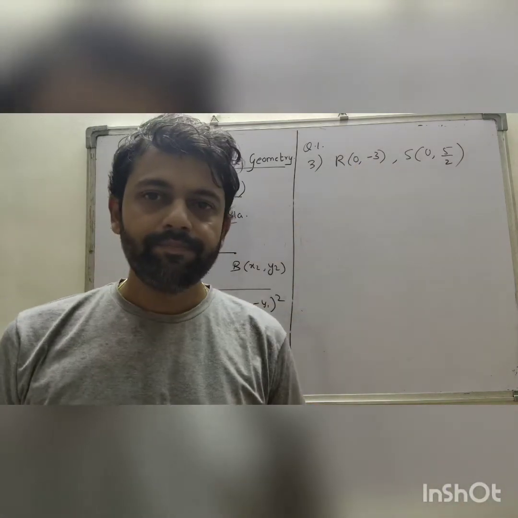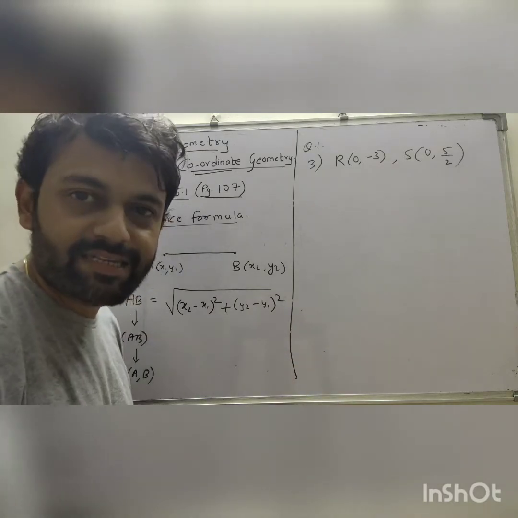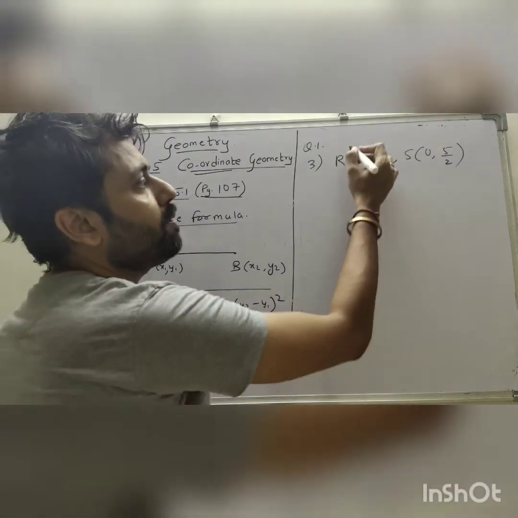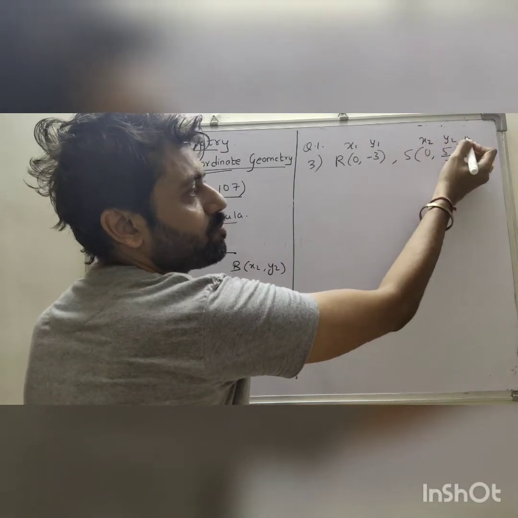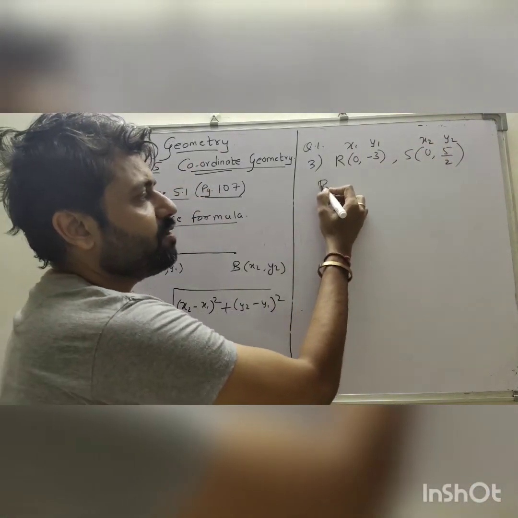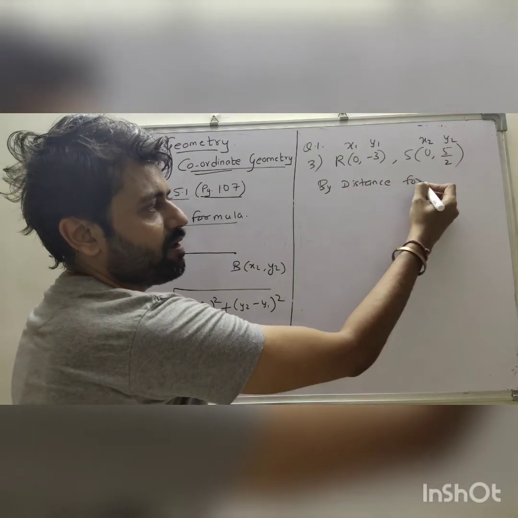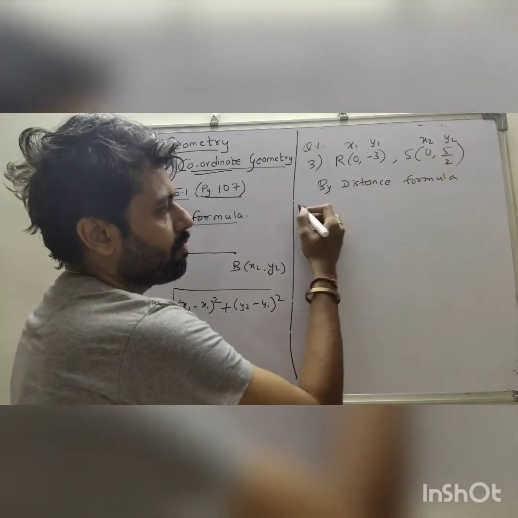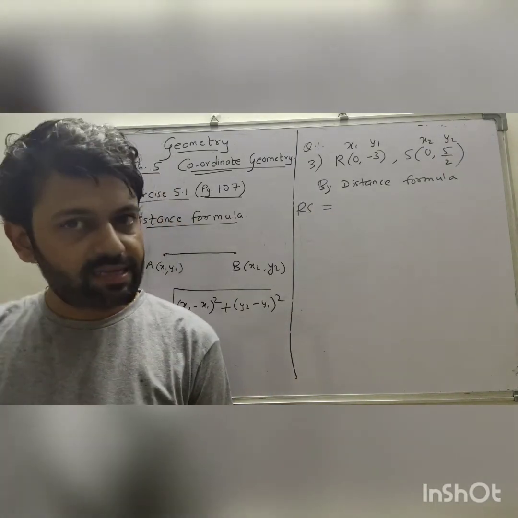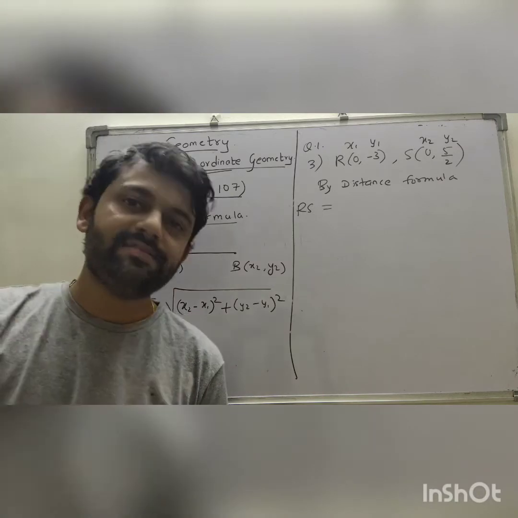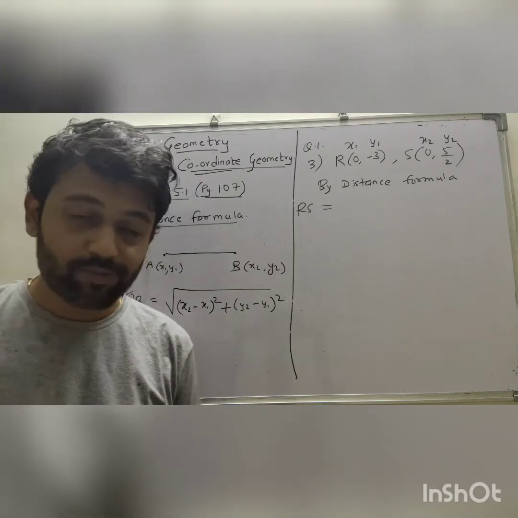The third sum, the name of the points are R and S. If you remember, write x1 y1 on top of this, and x2 y2 on top of this. Then you have to write by distance formula. RS is equals to, students, RS, SR both are right. If you want you can write SR also.